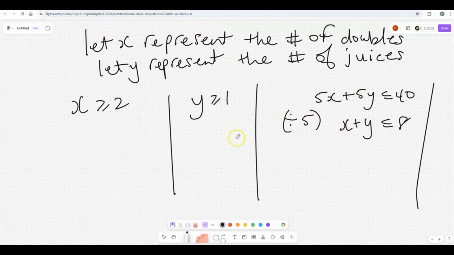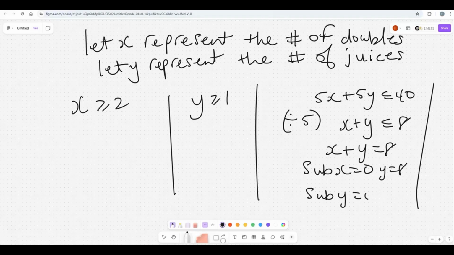So we need to draw the line segment x plus y is equal to 8. But we need two coordinates to do that. So I'm going to substitute x is equal to 0 and I would obtain y is equal to 8. And I'm going to substitute y is equal to 0 and obtain x is equal to 8. So I have two coordinates 0, 8 and 8, 0 to draw my line segment.